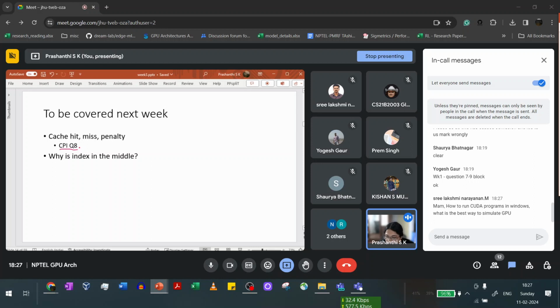How to run CUDA programs in Windows? What is the best way to simulate a GPU? GPU simulation, again, there are a bunch of tools, but I'm not very aware of what they are at the moment. I can look up and get back to you. CUDA programs in Windows is again possible. I have not done that of late. I've primarily used Linux, but you can take a look at the NVIDIA guides as to how to use it in Windows versus Linux. I'll also point you to a couple of resources in the next live session that will help you do this. But that is definitely possible.